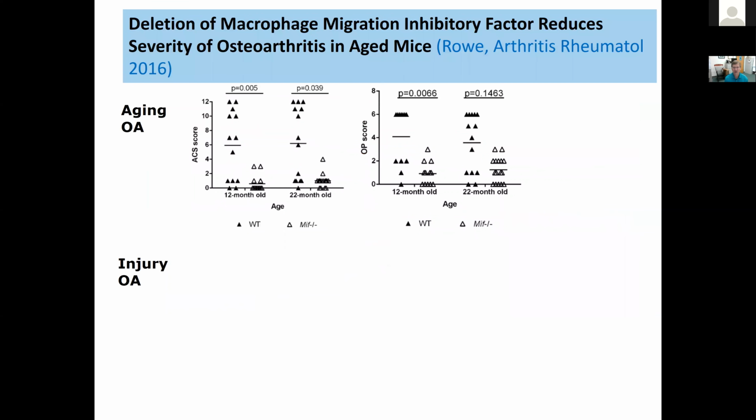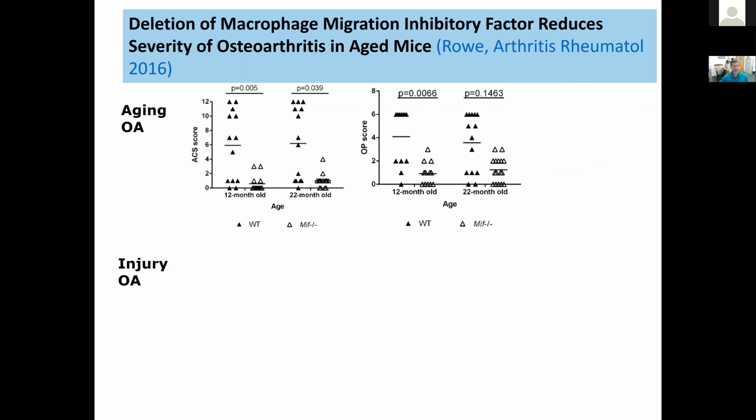So this is a study that our lab performed. Meredith Rowe was a PhD student. And this is a preclinical study in mice. We were looking at a specific cytokine called macrophage migration inhibitory factor, or MIF. This cytokine is involved in certain aging conditions, and it's been identified to be important in rheumatoid arthritis and lupus. So we looked at its role in OA.